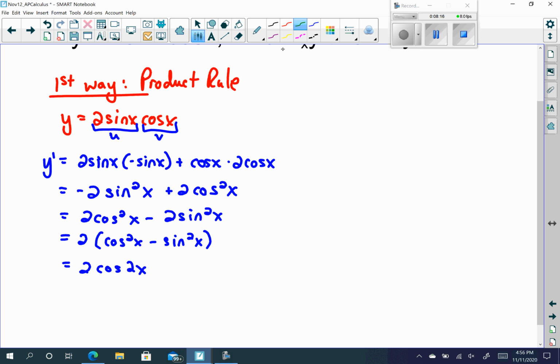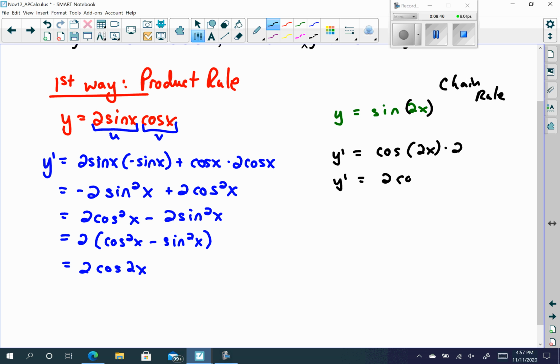Now, what we could have done was look at the identity first. So 2 sine x cosine x is equal to sine of 2x. And here, when we go to find y prime, we could treat it like this with the parentheses. We could use the chain rule. So this is going to become cosine of 2x times 2, which gives us 2 cosine of 2x a lot quicker. So sometimes it's helpful to rewrite first. You just never know until you try it, though.